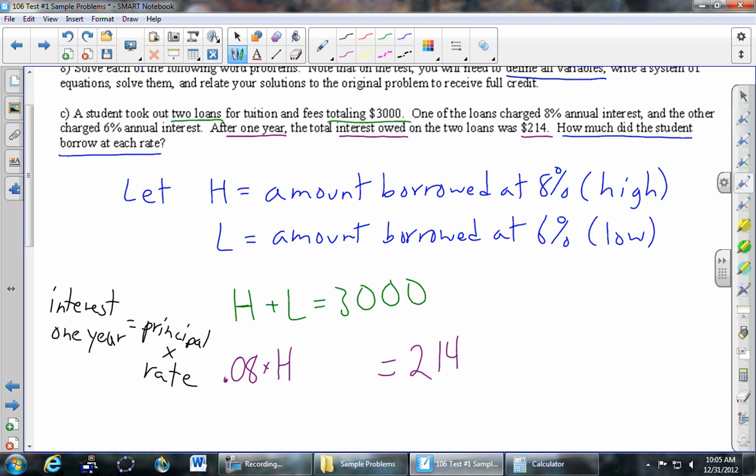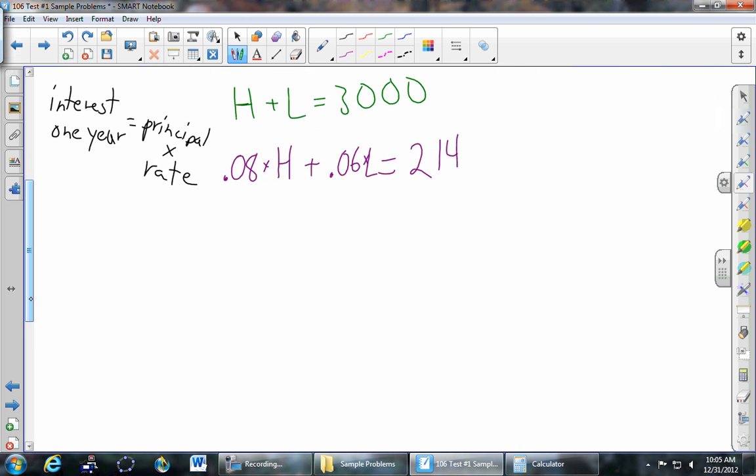And then we borrowed separately at 6% interest, so we have 0.06 times the principal for the lower interest rate, L. And these 2 expressions separately, this is how much interest you owe on the high interest rate loan, that's how much interest you owe on the low interest rate loan. The total is 214, so what should I do with these 2 expressions? We're supposed to add them up. So here are my 2 equations.